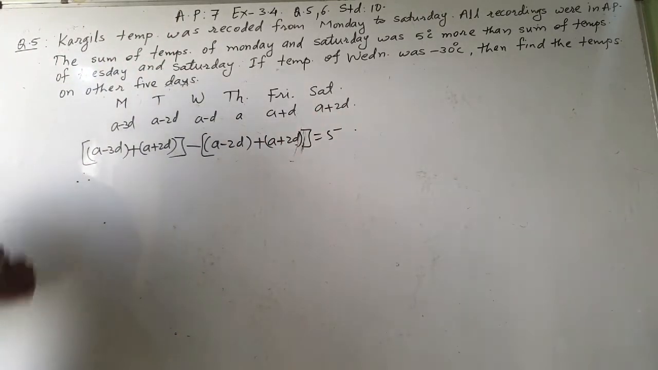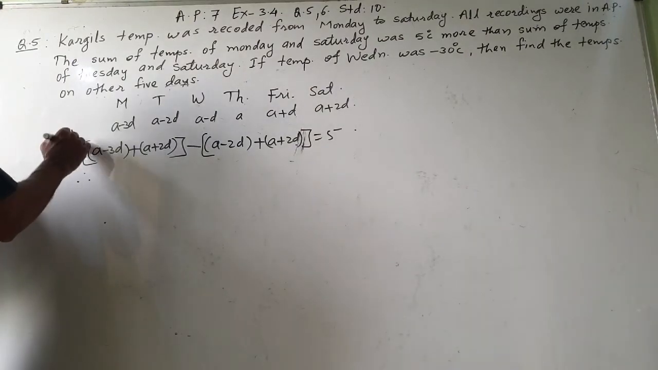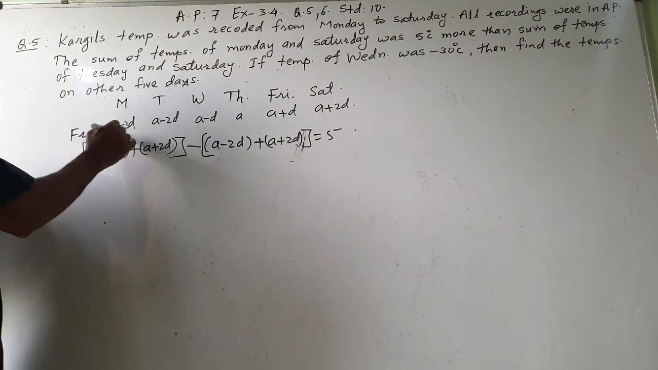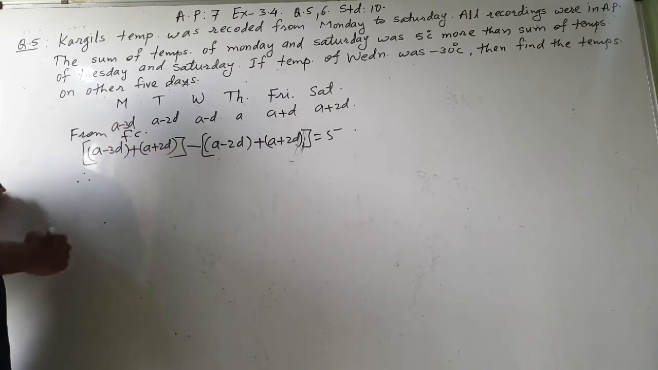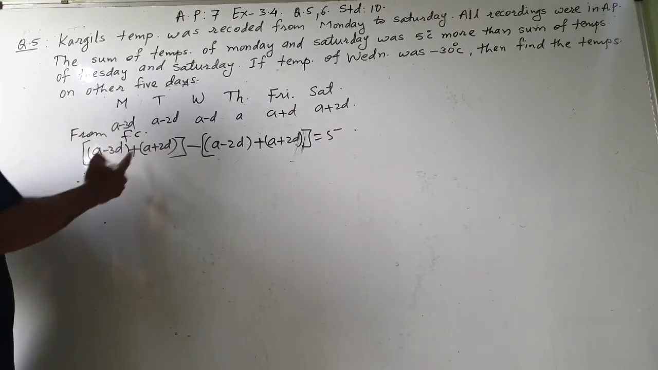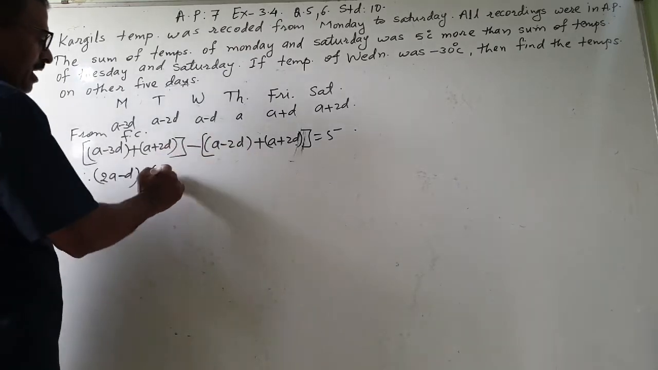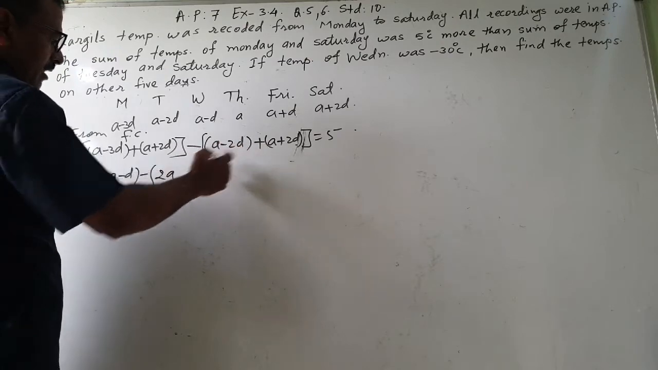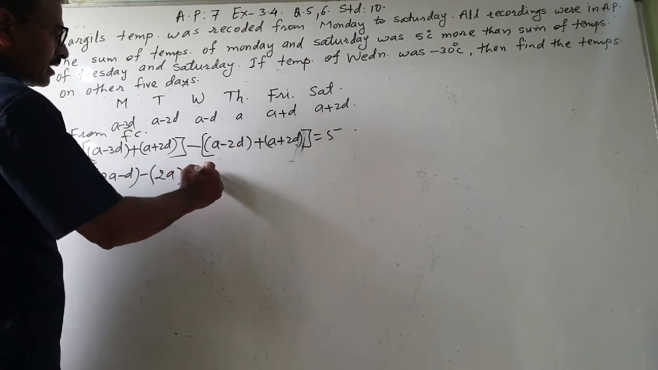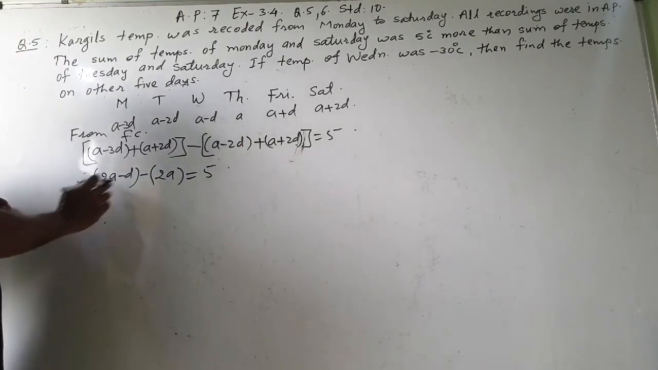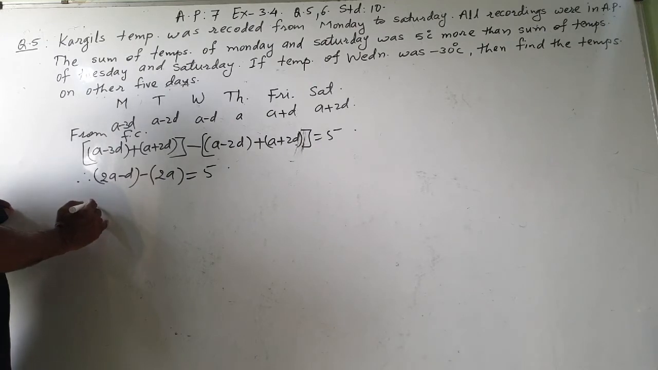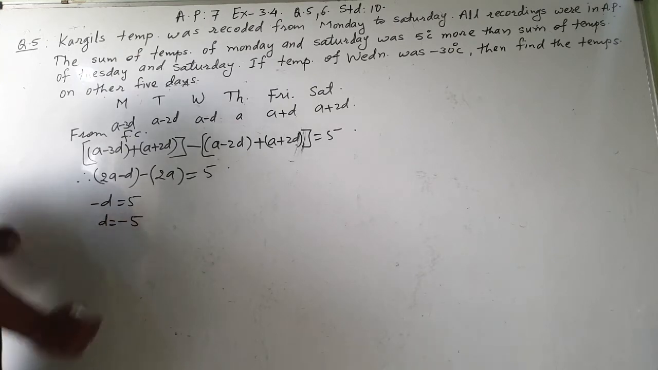Now therefore, from FC, means from first condition, I will add this to 2A minus D, minus this A is 2A, and this 2D will get cancelled. That is equal to 5. So 2A will get cancelled. So minus D is equal to 5. Therefore D is equal to minus 5.